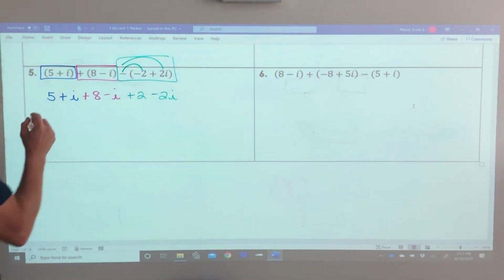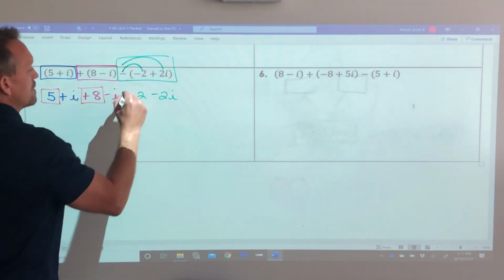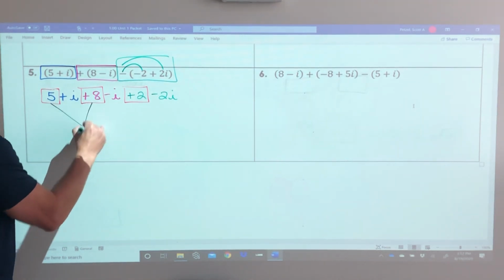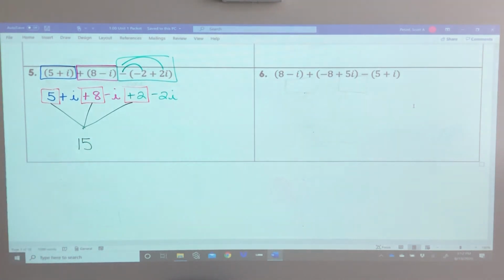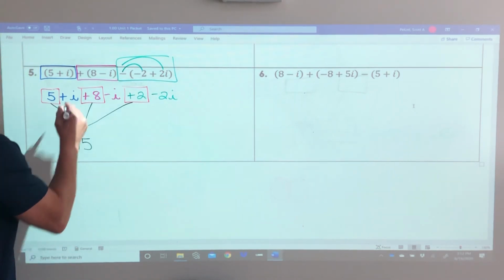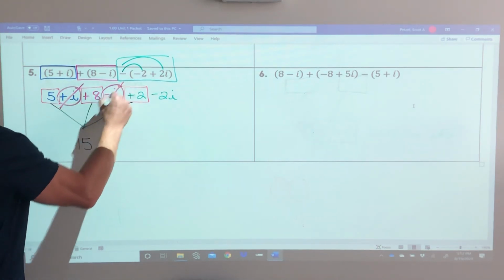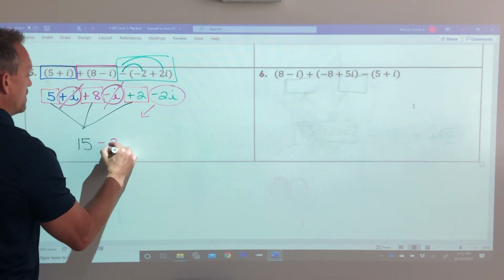From there, we have to find like terms. Do your real numbers first. It helps. And putting boxes around everything helps as well. I promise you it does. I don't do it just for you. I do it for myself included. 5, 8, 2 is 15. i and i simply cancel. Negative 2i.